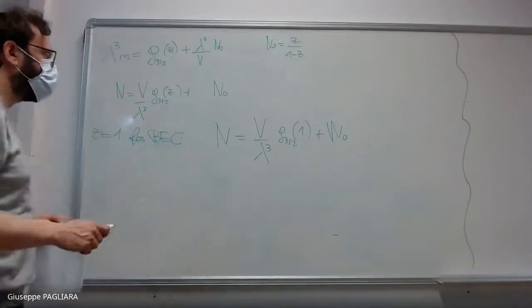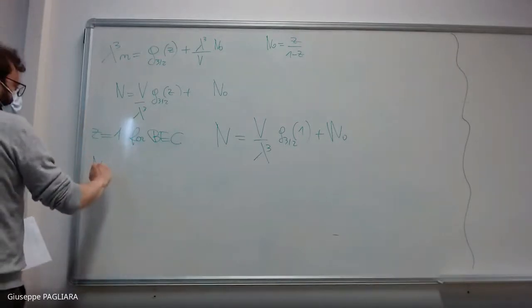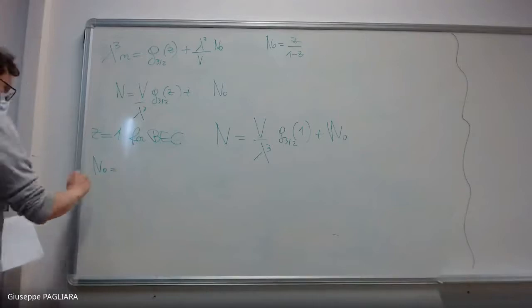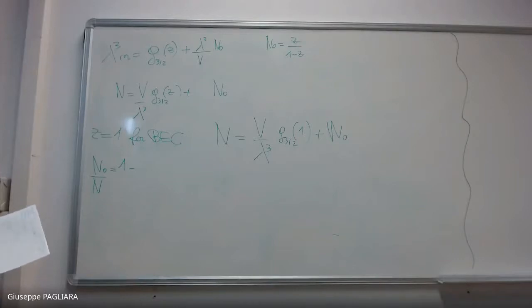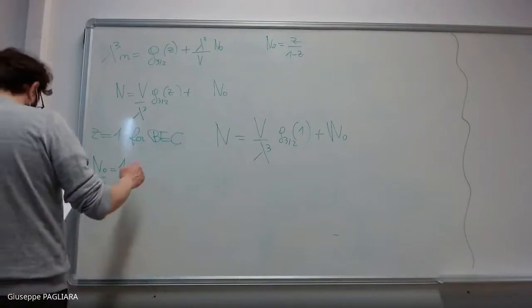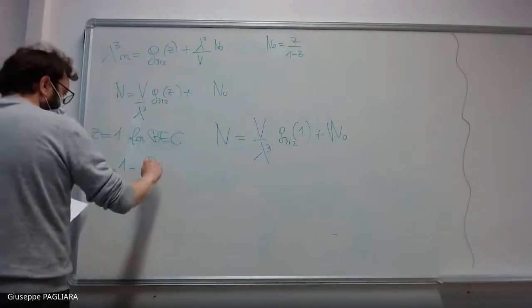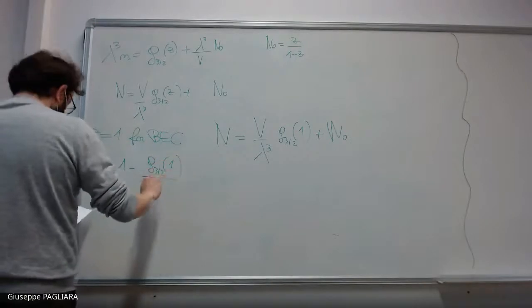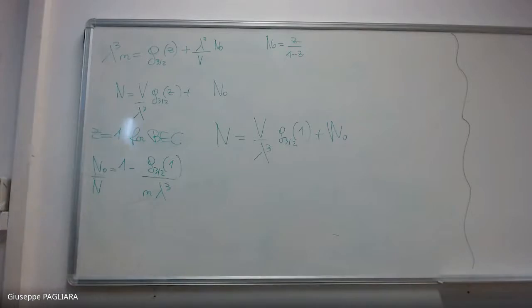Okay, so let me continue from the point I was at before. So now n_0 divided by n is equal to 1 minus what I was doing before. So I have the volume divided by n, which is 1 over the density. So this g_{3/2}(1), and here I have n lambda cubed. So n_0 over n equals 1 minus g_{3/2}(1) over n lambda cubed.